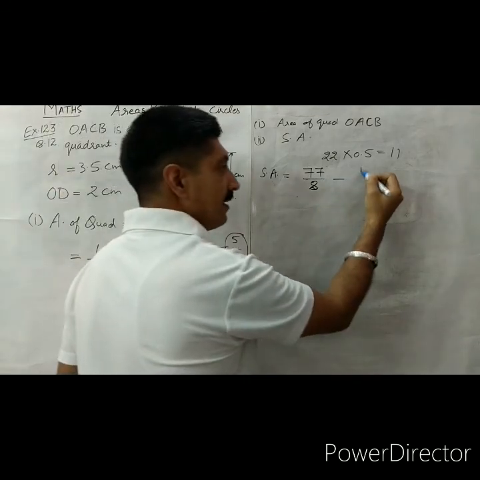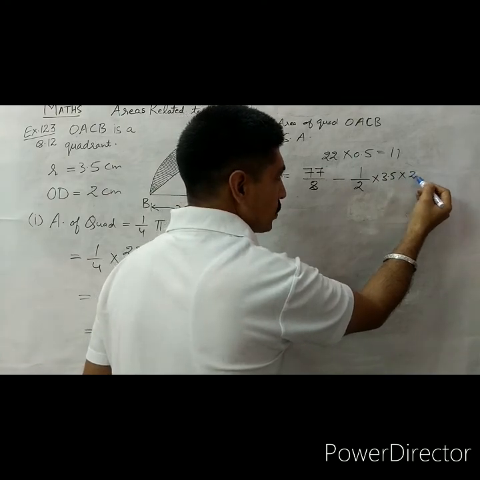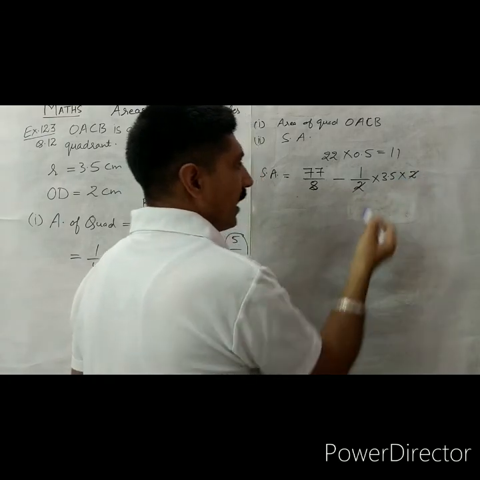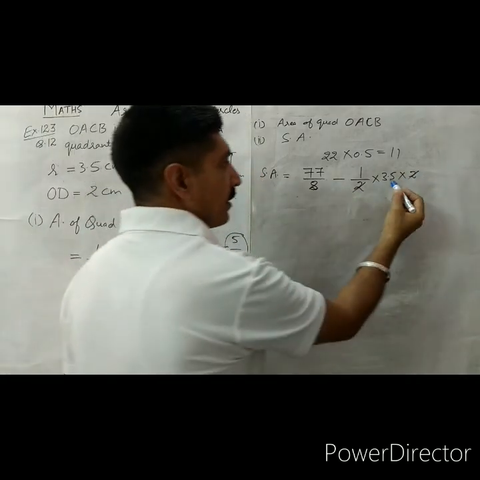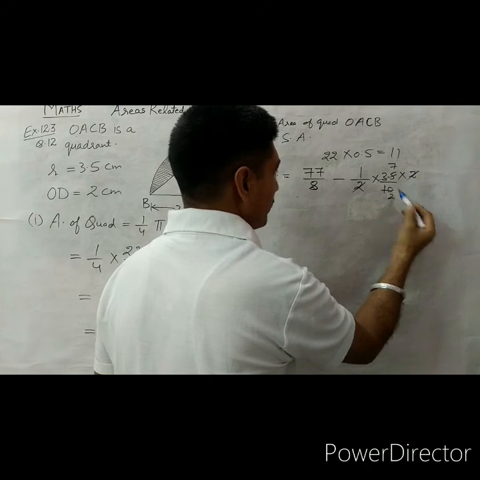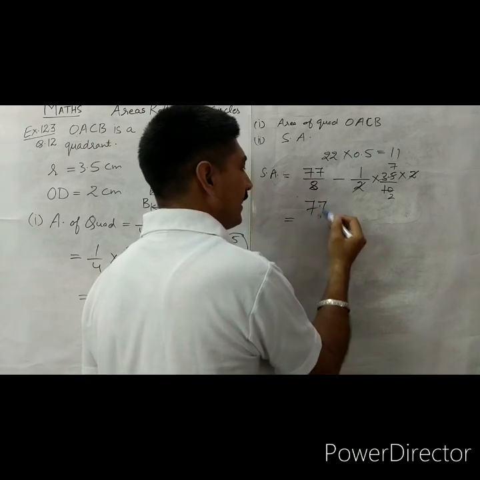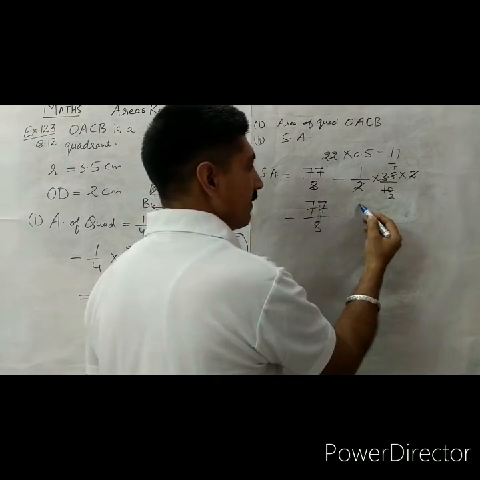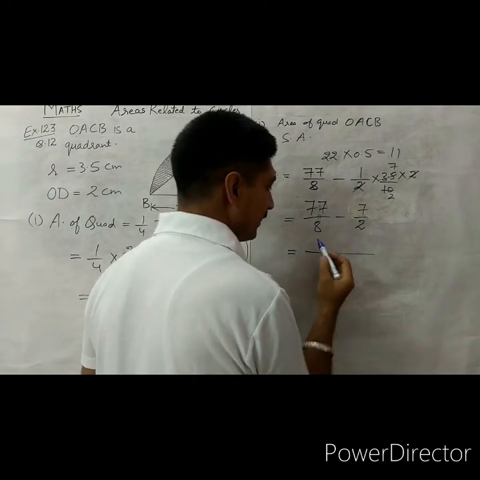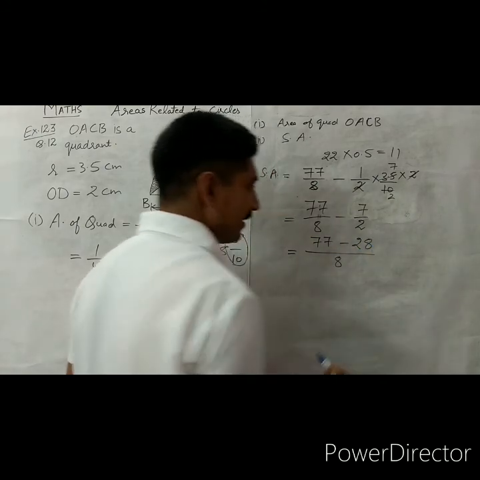So this is a right angle triangle, its area is half into base into height. So height is 2 here. So 2 gets cancelled with 2, and again 35, if we remove the decimal, 10, so it is 7 upon 2 here. So we have the calculation 77 upon 8 minus 7 upon 2 here, where we have LCM equal to 8. So 77 minus 28 here.